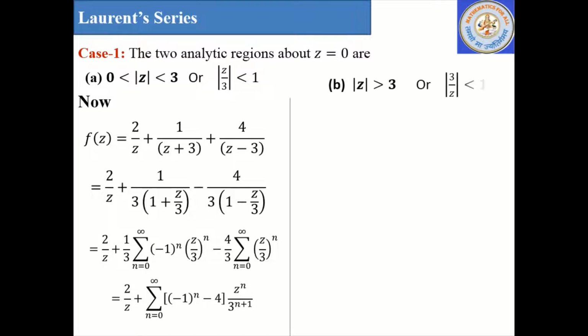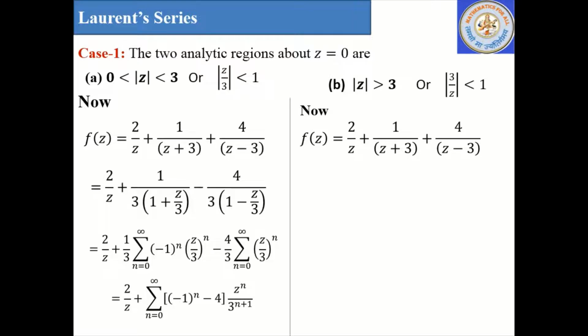Now we consider the second domain, which is the exterior part of the circle, that is mod z is greater than 3. In this case, mod of 3 by z is less than 1. You can compare these two series later on. In this case again f(z) is the same, 2 by z plus 1 by z plus 3 plus 4 by z minus 3.